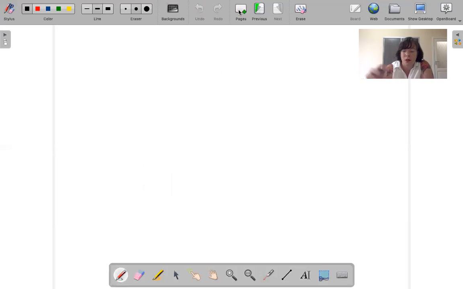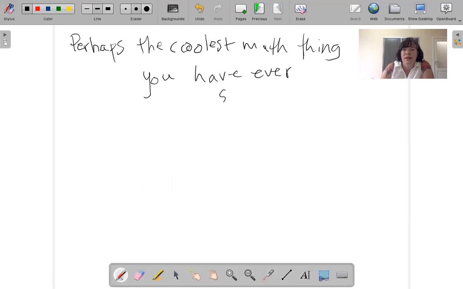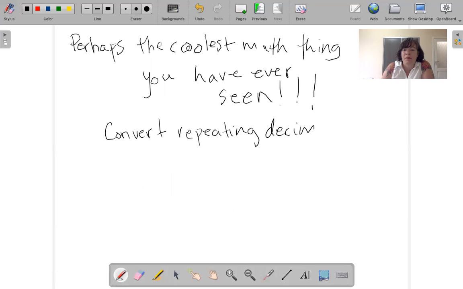All right, gonna move on to perhaps the coolest math thing you have ever seen. We are going to convert repeating decimals into fractions.